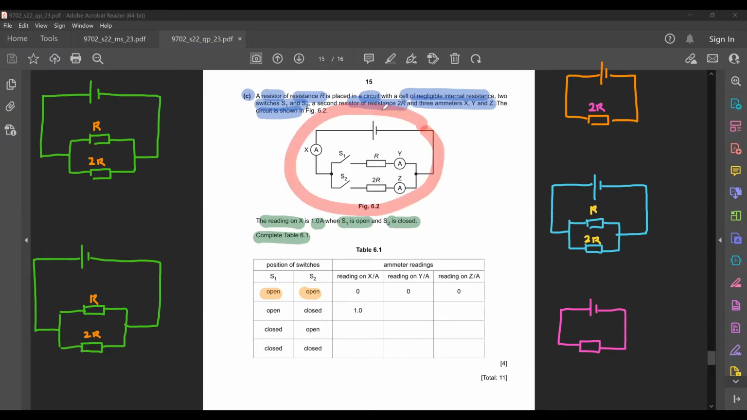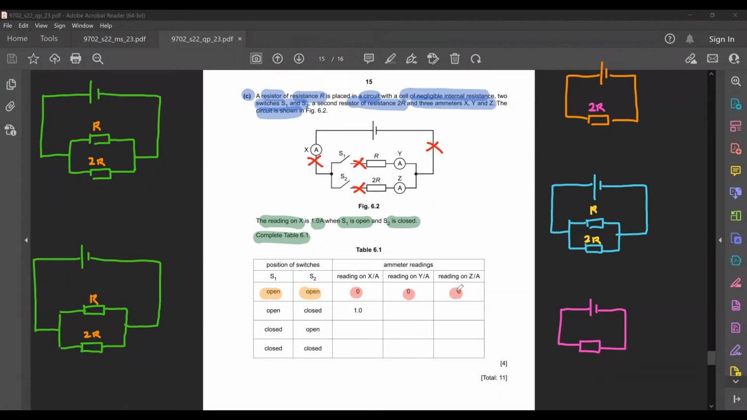So if you look at the first row itself, where both switches are open, if you look at this diagram here, you see that there's no closed circuit anywhere. There's no possibility of any current flowing at all. There's no current flowing through here, through here, through here, nor through here. That's the reason why your current readings in all three ammeters are considered to be 0.